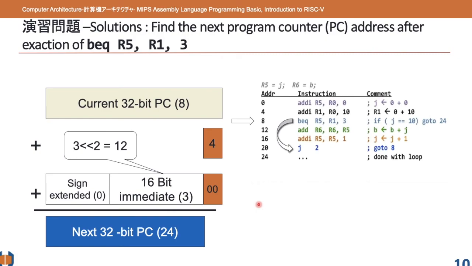This way you can calculate the next program counter address for a conditional branch.